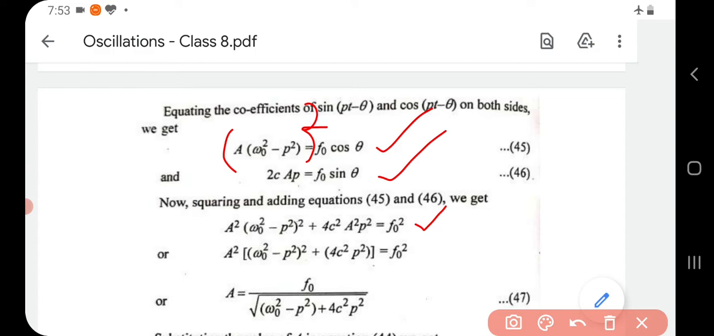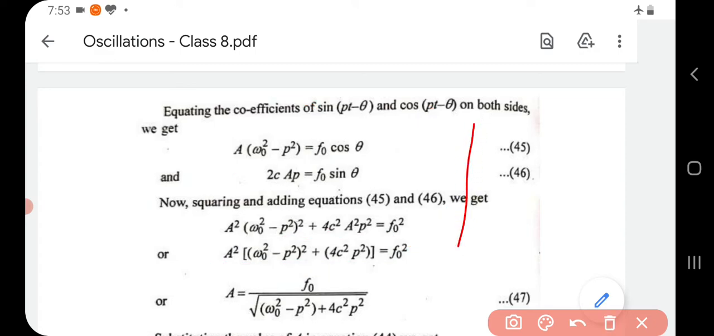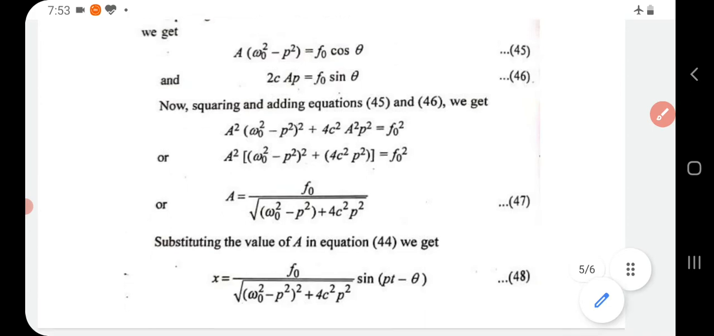So once you have equated the coefficients of sin(pt minus theta) and cos(pt minus theta) on both sides, you will get equations 45 and 46. Just square and add equations 45 and 46. You will get this equation. Now here a square is common, take it outside, you will get it like this. Now from this equation you can write a as this. That is your equation 47.